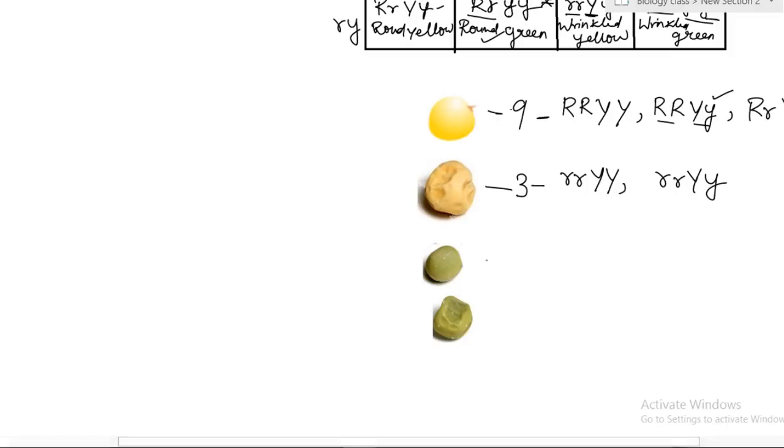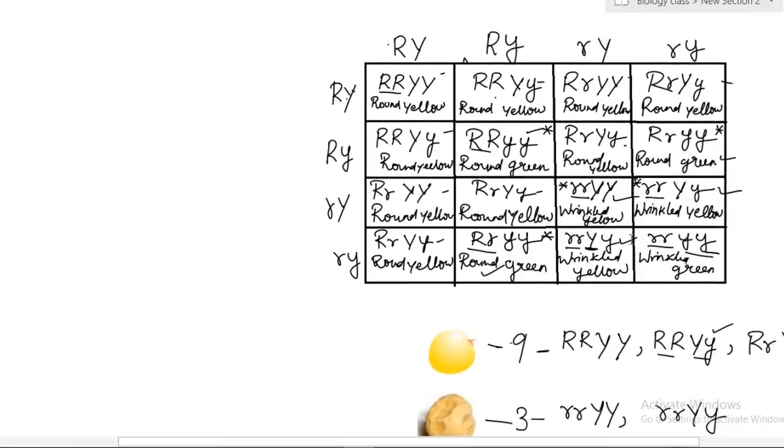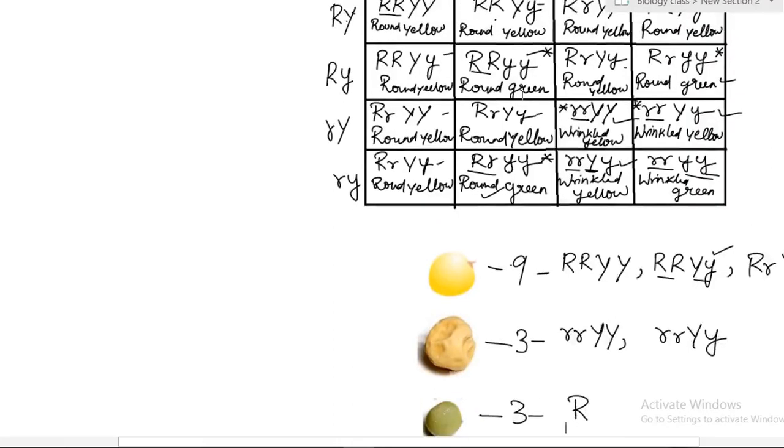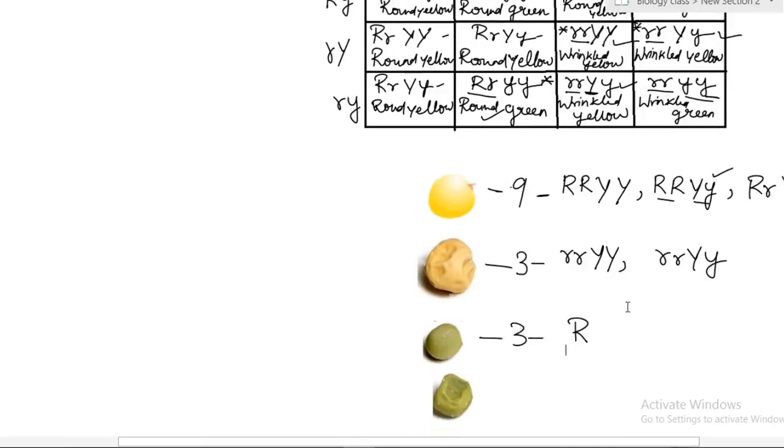Okay, so we are going to see the round green here. So round green, let's see how many are there. Number 1, round green 2, and round green 3. So what are the genotypes you can observe here? It is going to be capital R and capital R. Okay, round. For green, small y. So genotype 1, capital R, small y. Okay, these are the two genotypes for round green.